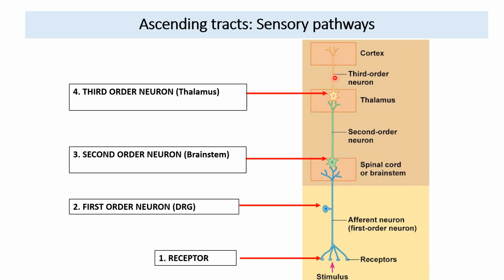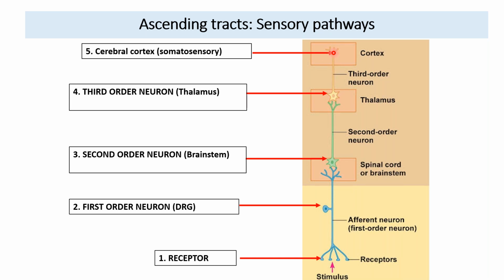Then the axon of this third order neuron will reach the cerebral cortex, and the part of the cerebral cortex is the somatosensory area. This is a very simplified schematic representation of the sensory pathway.